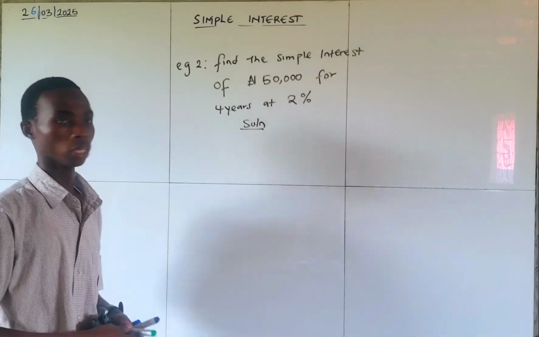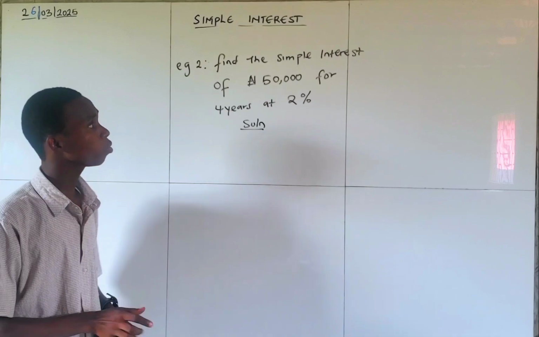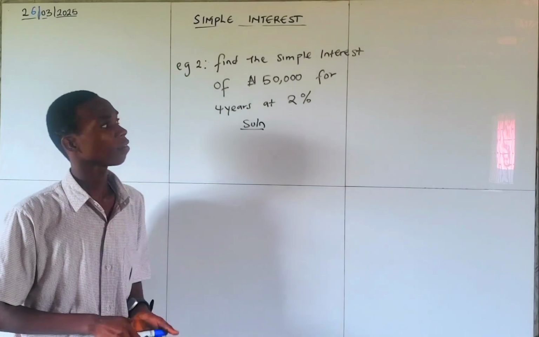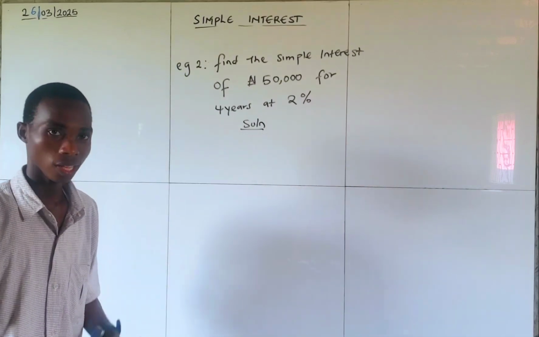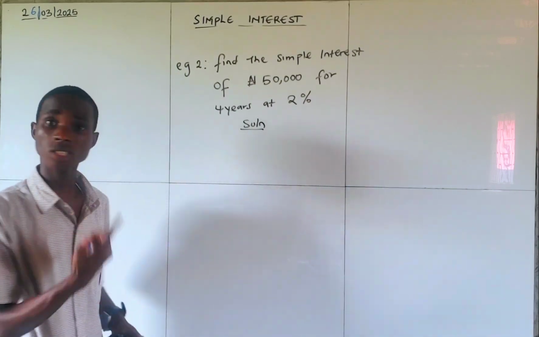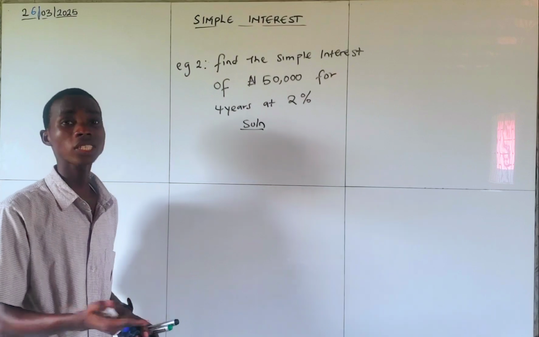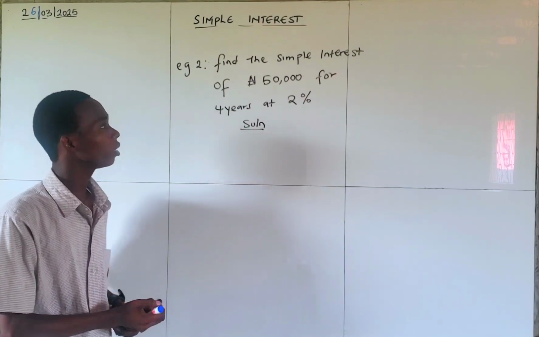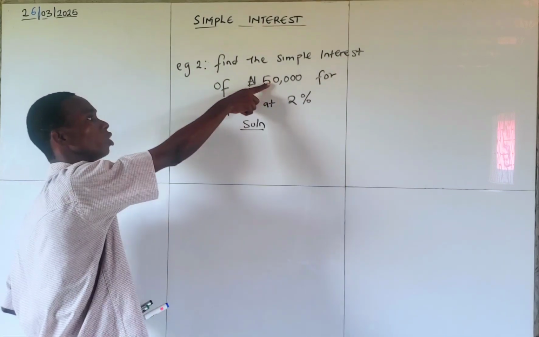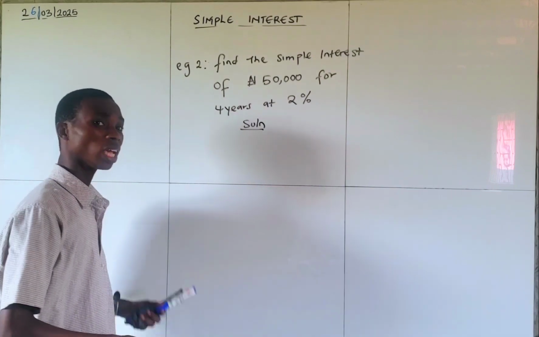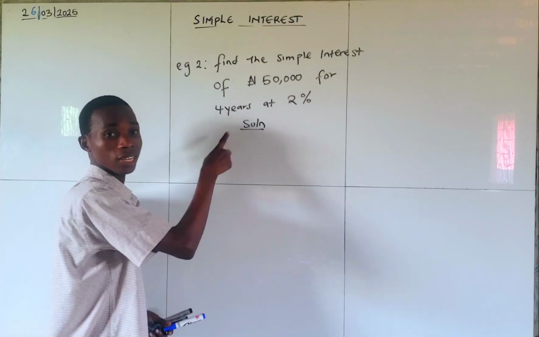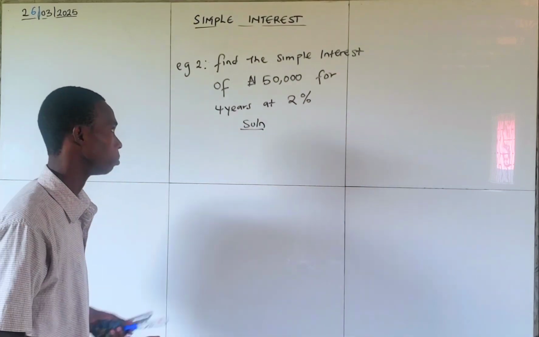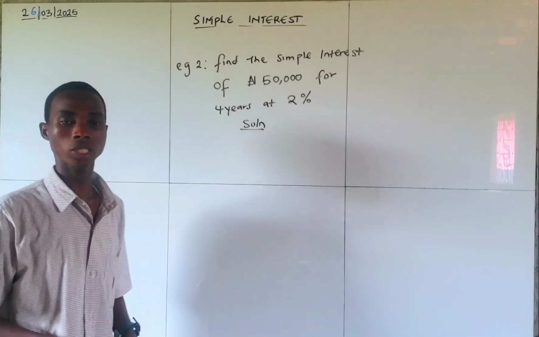Now, from this question here, they said we should find the simple interest of 50,000 for 4 years at 2%. If they are asking us to look for the simple interest, that means simple interest is not given. And then we are given an amount there, which is 50,000. So we take it as the principal. And then for how many years? For 4 years, which is our time. And then at 2%, which is the rate.